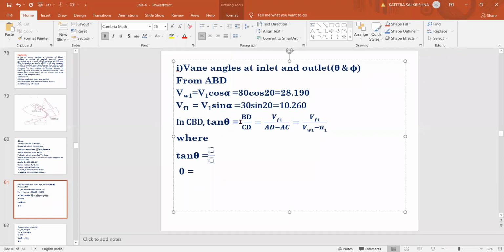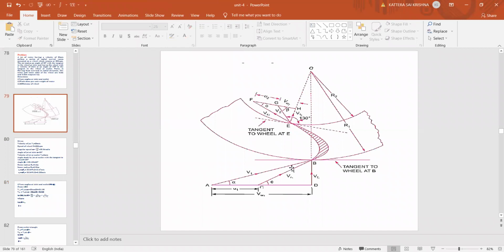So now from the inlet triangle, if you see, we have the VF1 value, and we can find this gap also. Already VW1 is there, U1 we have already calculated by using omega R1, VW1 is there and VF1 is there. So by using this, we can find the unknown thing which is here. So tan theta equal to, we can find theta by using this triangle. So tan theta equals opposite, which is VF1, by adjacent, which is this length, this CD length. So how will you get the CD length here? Can anyone tell?